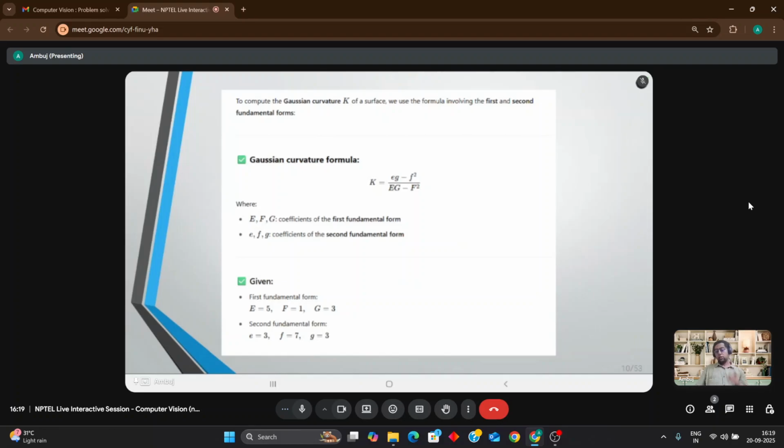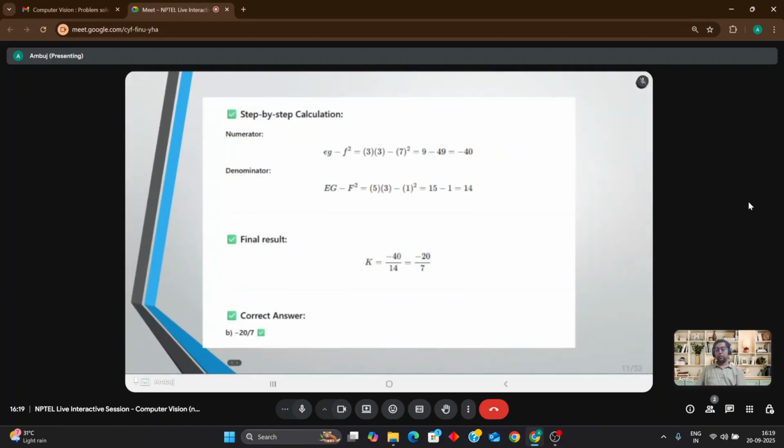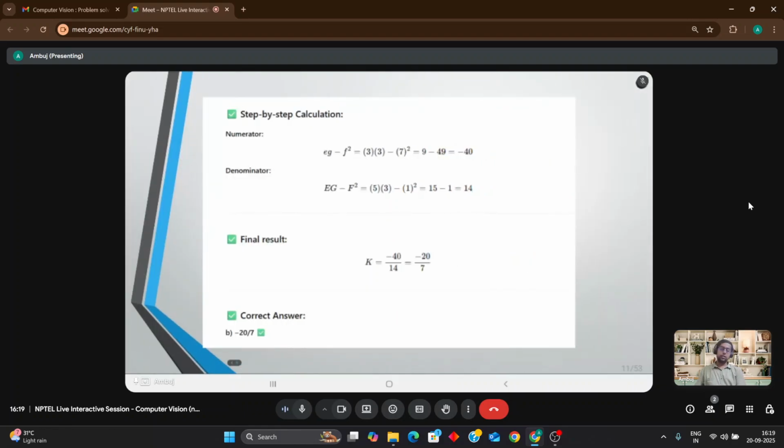So in case of your first fundamental form, capital E is 5, capital F is 1, capital G is 3. In case of your second fundamental form, small e is 3, small f is 7, small g is 3. Now you try to calculate the coefficients, small eg minus small f square and capital EG minus capital F square. These you try to compute.